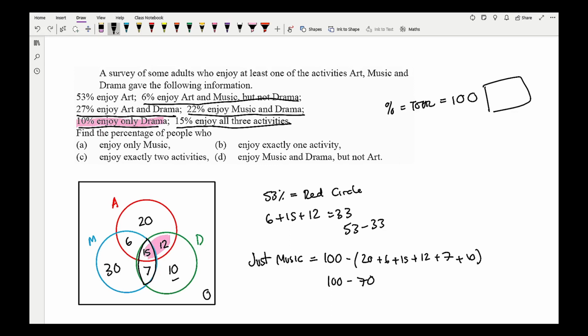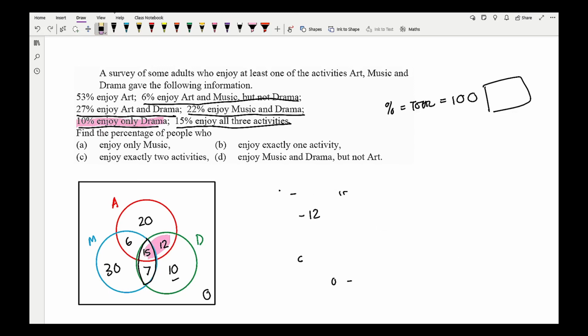Now that I've completed my Venn diagram, I can go about answering each of these questions. The question says, find the percentage of people who enjoy only music. Only music is basically this section here, so that's going to be 30%.